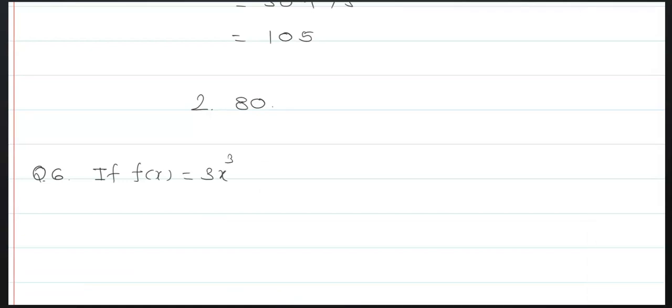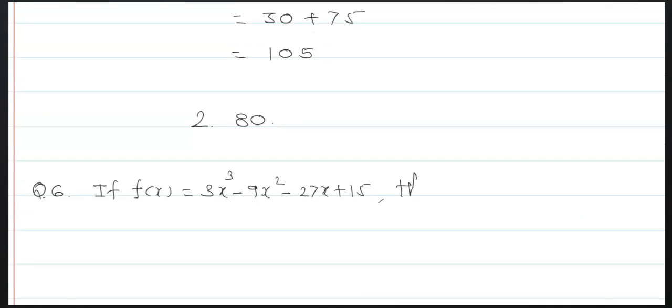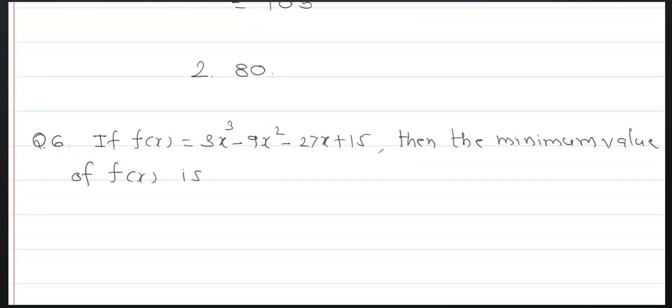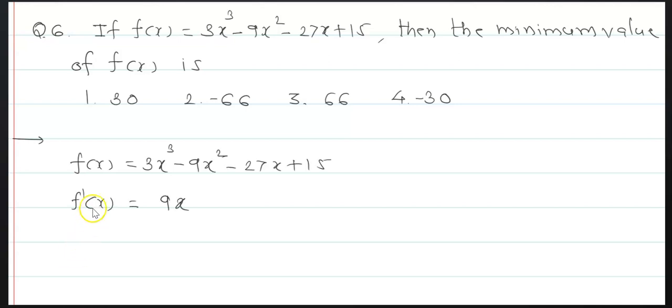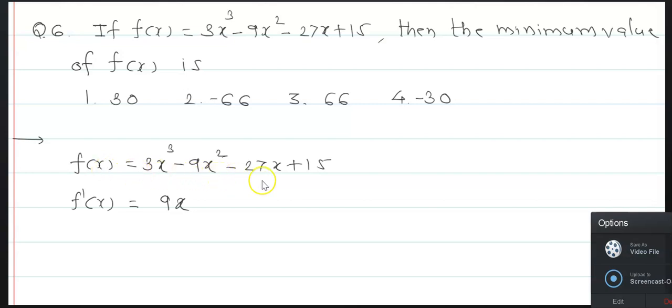Question number 6. If f of x is equal to 3x cube minus 9x square minus 27x plus 15, then the minimum value of f of x is 30, 66, minus 66, plus 66, minus 30. Now this is a problem from application of the derivative. Here f of x is equal to 3x cube minus 9x square minus 27x plus 15.